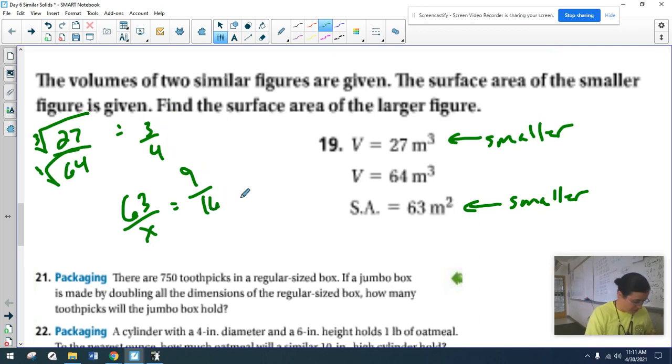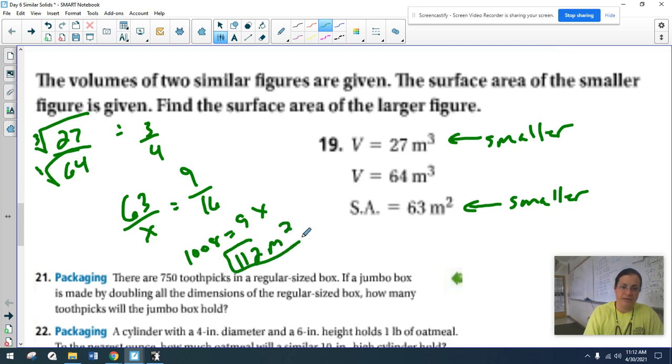Then you just have to cross multiply. So if you do 63 times 16, you're going to get 1,008. 9 times x is 9x, and if you divide by 9, you're going to get 112. And that is meters squared because it's surface area.